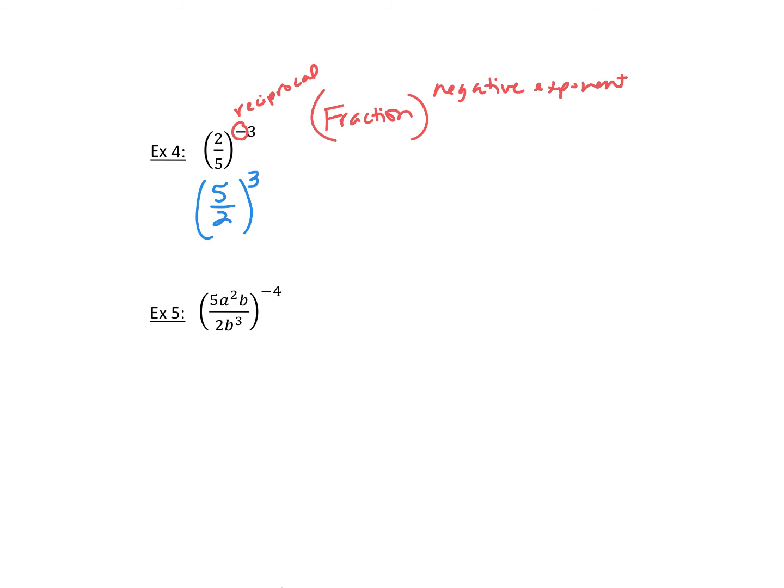Now I raise it to the positive third power. And that is just 5 times 5 times 5 over 2 times 2 times 2. So 5 to the third is 125, 2 to the third is 8, and that's it. Okay, I do that even as they become more and more complex. Example 5 is more complicated.